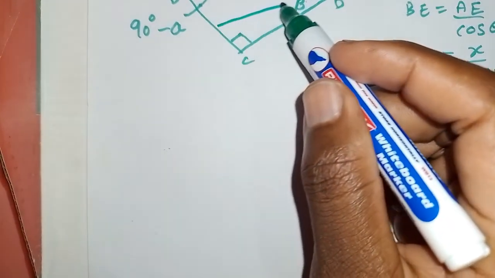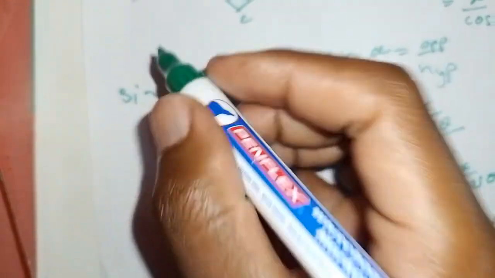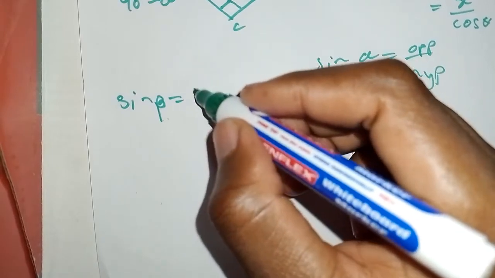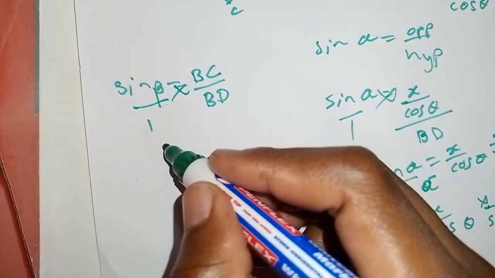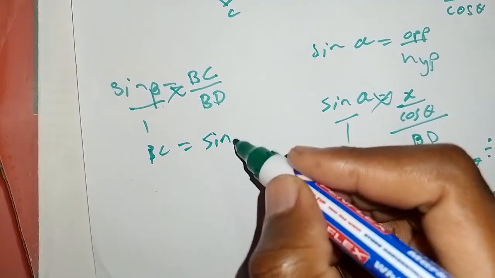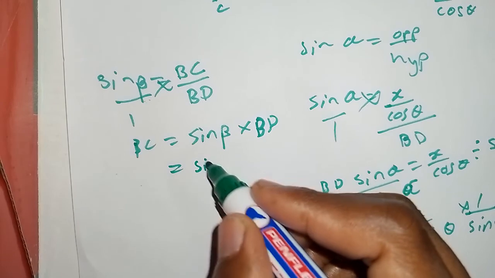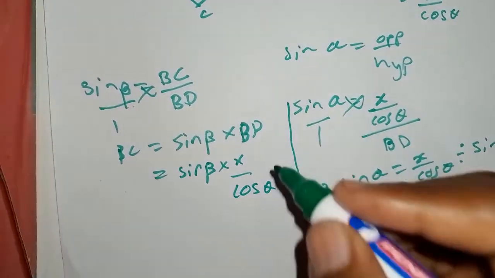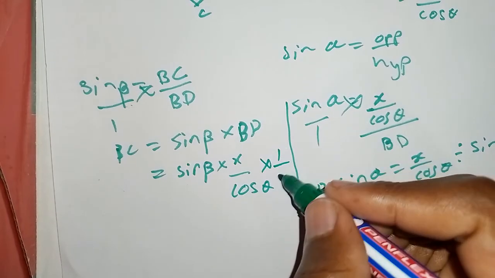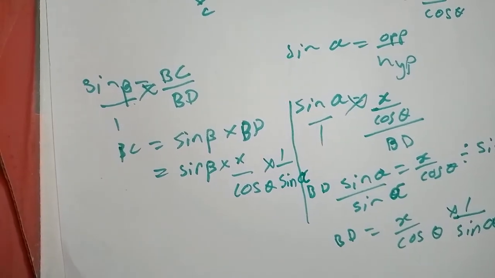Now I have BD, I can calculate BC, right? If you check, this is 90 degrees, and I treat this as my opposite. It means this is my angle, and this is my adjacent side. This is my hypotenuse. Then I can just say sine again. Sine of beta equals my opposite, which is BC, over my hypotenuse, BD. Then let's cross multiply and make BC the subject of the formula. BC is equal to sine of beta multiplied by BD. Now I can say sine of beta multiplied by X over cos of theta multiplied by 1 over sine of alpha. There is my solution. Sorry if it's a bit complicated.